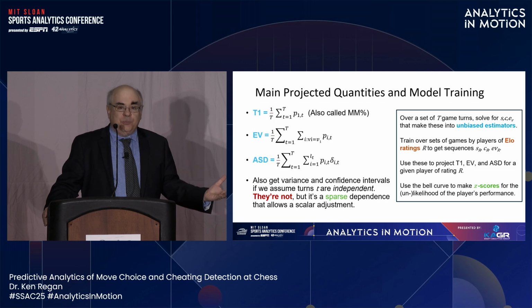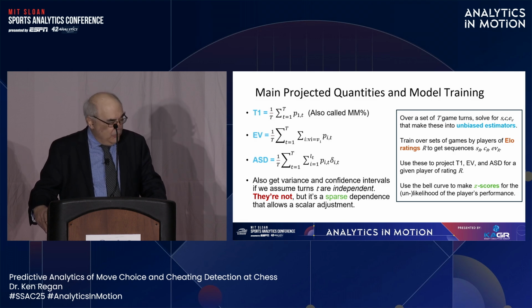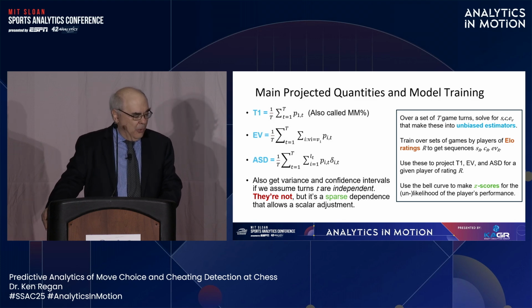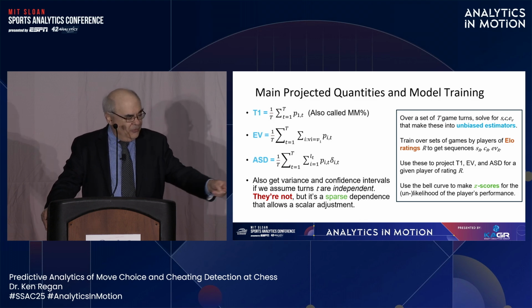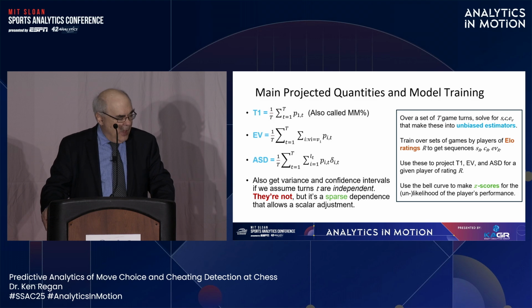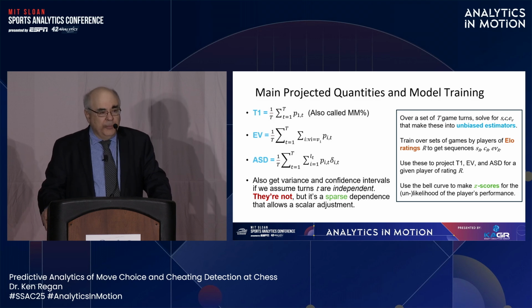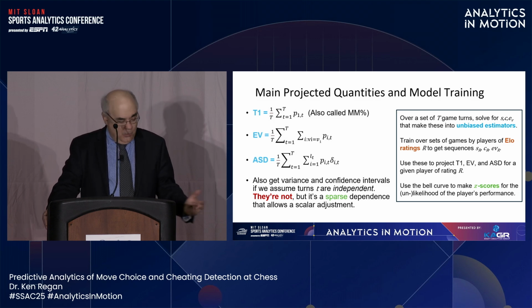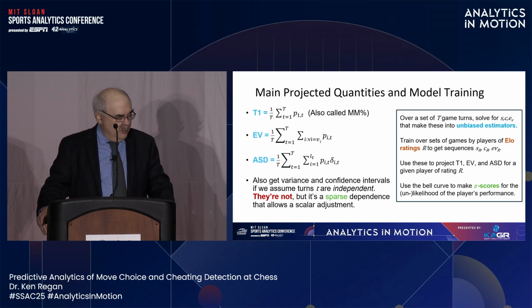So we project those, and then if we make a slightly but not too false assumption that the game decisions are independent, we can also get confidence intervals for these quantities, variances, and so forth. So then, in order to train my model, I solve the three equations and three unknowns that make these unbiased estimators over a large data set. And I have large data sets for players of each Elo rating from beginner to champion. And I use those to project these quantities. And the model has very good conformance to a normal curve.